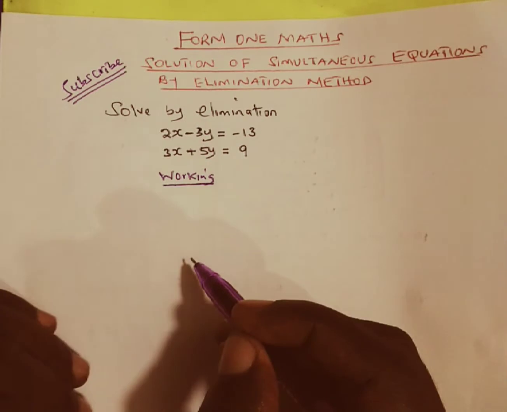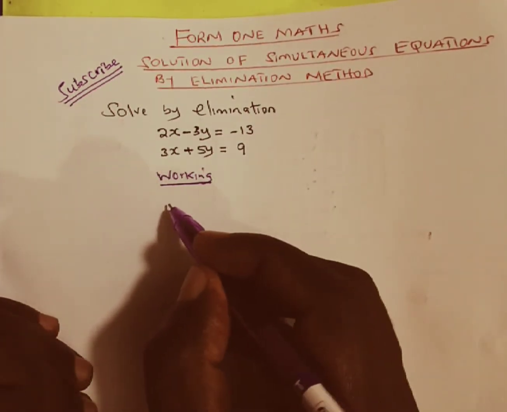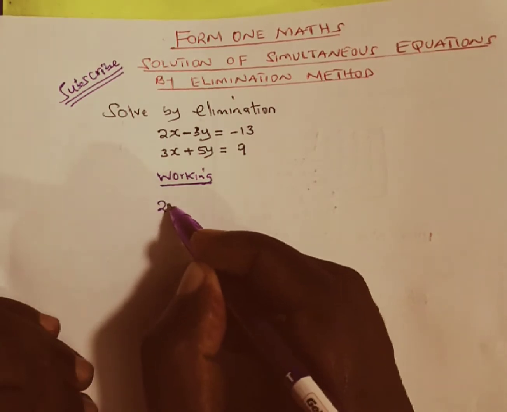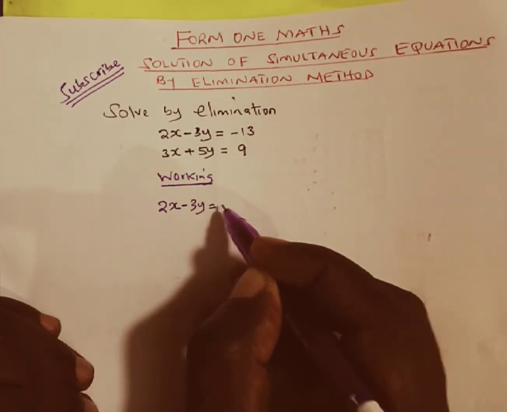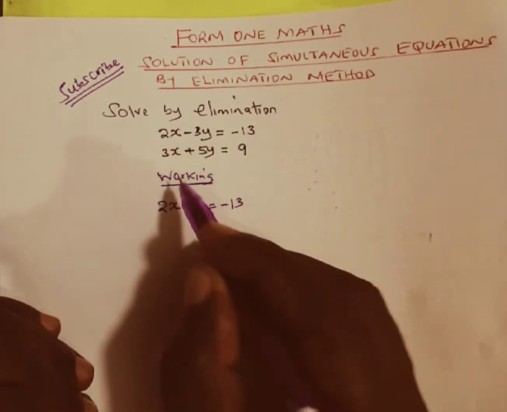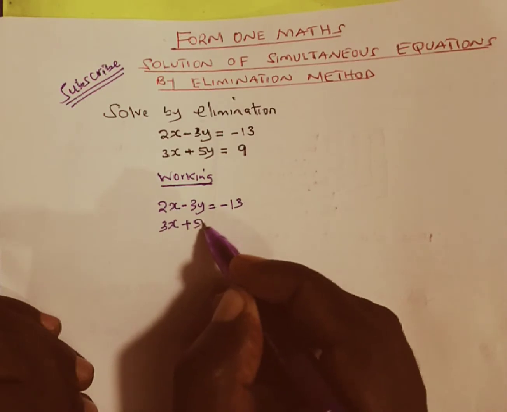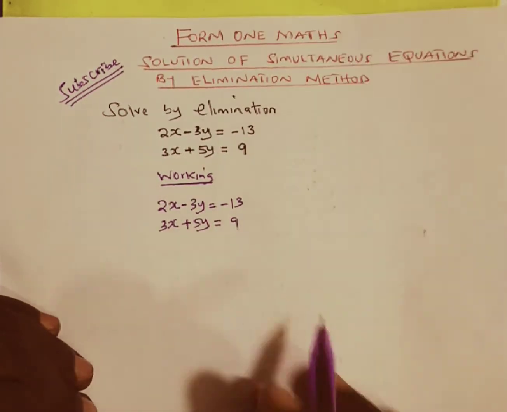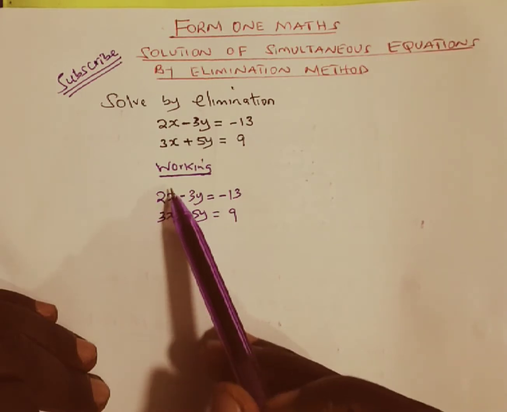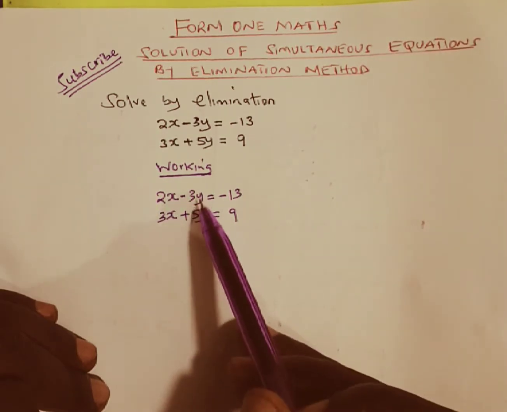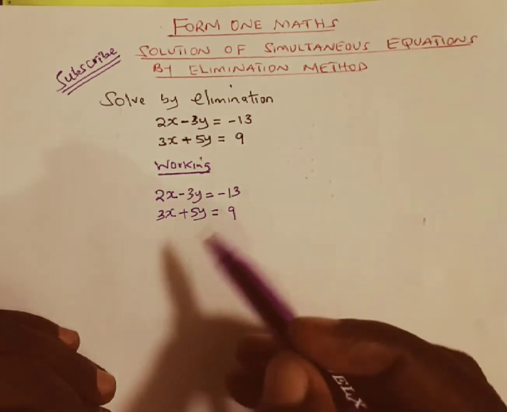And in looking at the working to the question, I want us to move these two equations down here such that we have 2x minus 3y is equal to negative 13 and 3x plus 5y is equal to 9. So we are going to either eliminate the part having x or the part having y for us to remain with only one unknown.